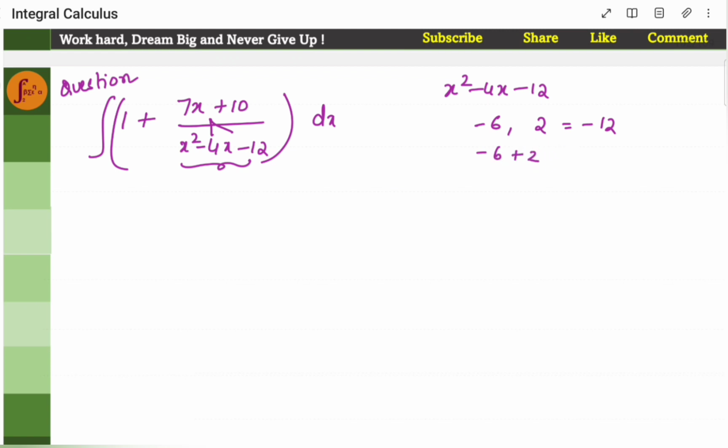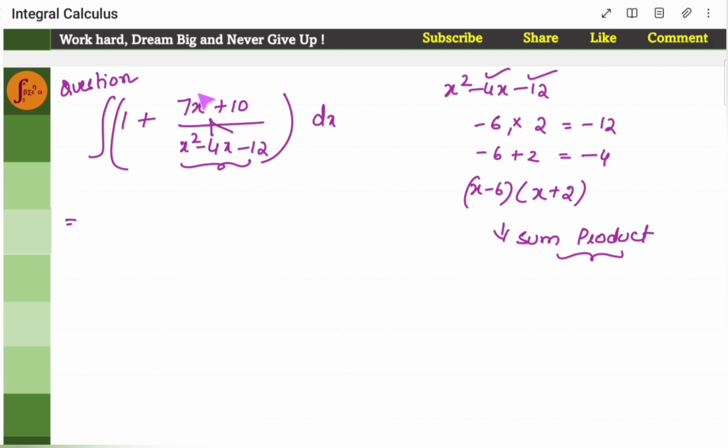Minus 6 plus 2 is minus 4. So I want these two numbers. So it's nothing but x minus 6 into x plus 2. These are the factors. I use the sum product method. You can use any method; there are multiple methods. Let's only take this portion. We'll resolve this into partial fractions. Once we are done, we'll substitute in this entire expression and get the integral.